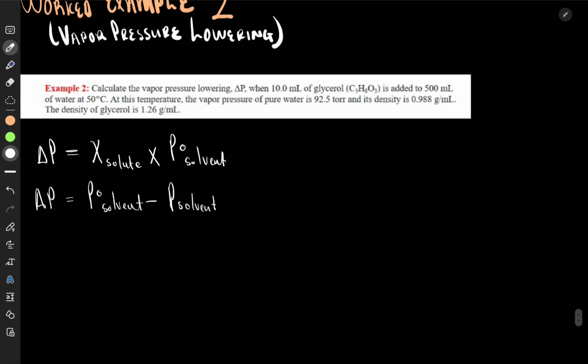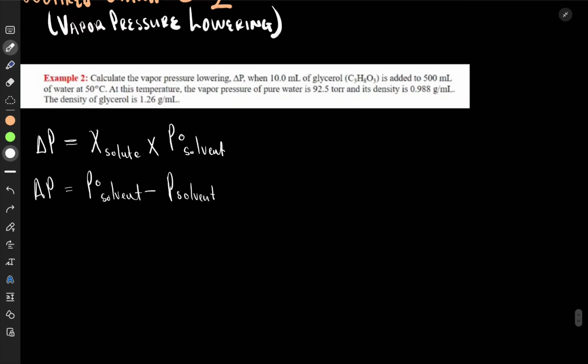Either way, the first one is going to be this one. That's the one we use. So let's go for it. For us to use it, we need to find this x. And for us to get the x, we need to first find the number of moles of each of the guys. So what do we have here?